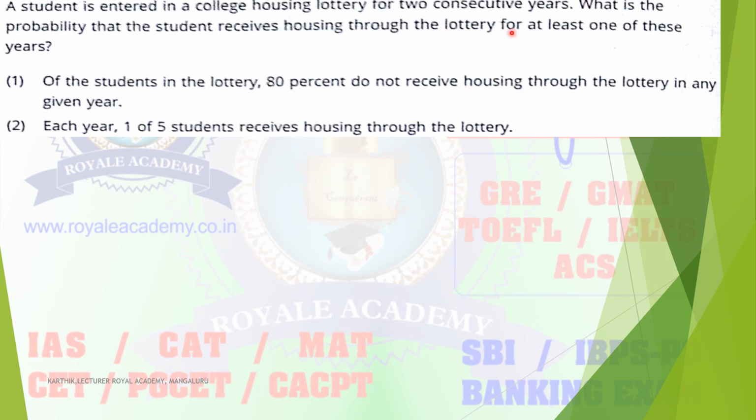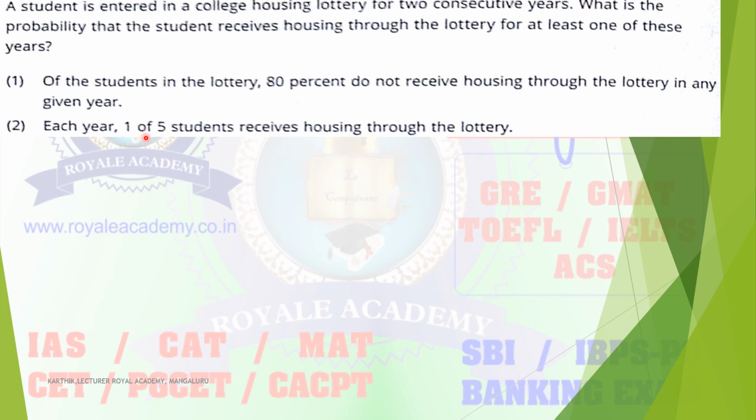So what you have to find out is at least one of these years. From this expression you can easily determine it, because they directly told that 80% do not receive housing through the lottery in any given year. Then the remaining 20% of students get the lottery in any one year. So from the first statement alone you can answer the question.